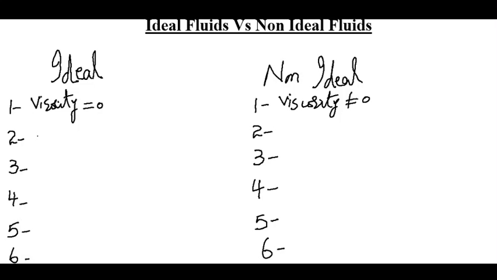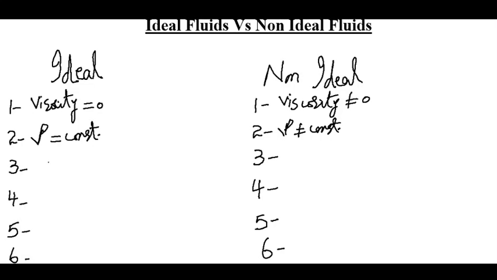The second main difference between ideal and non-ideal fluid is that an ideal fluid is non-compressible, or incompressible. That is, the density of ideal fluid always remains constant, while in case of non-ideal fluid, the density is not a constant quantity. So the second main point between ideal and non-ideal fluid is that ideal fluids are incompressible while the non-ideal fluids are compressible.